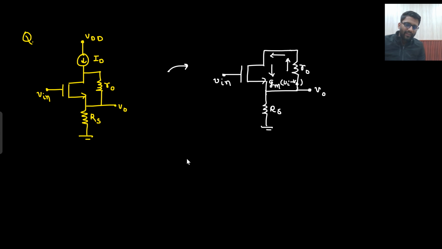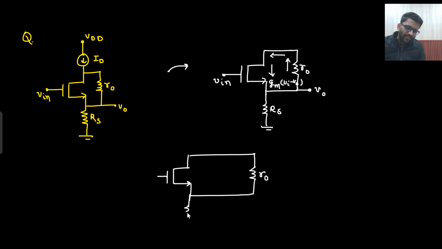Are you getting this point? Let me make this circuit here again. This is my R naught. A very important point I am going to explain. And this is my RS. And here this is my V in. And this was my V naught. This was the circuit, right? From the upper side the current source is gone.